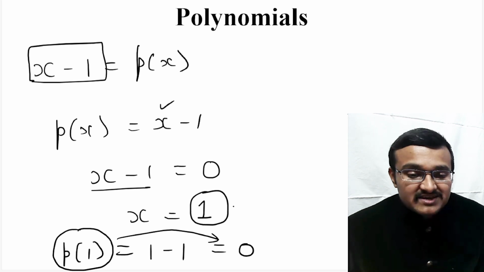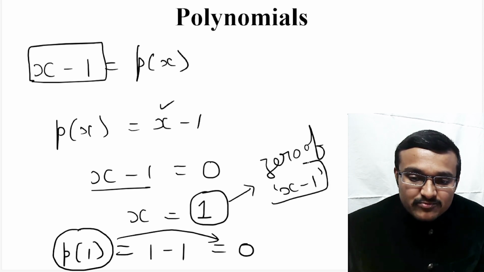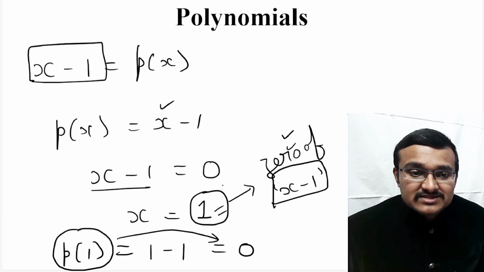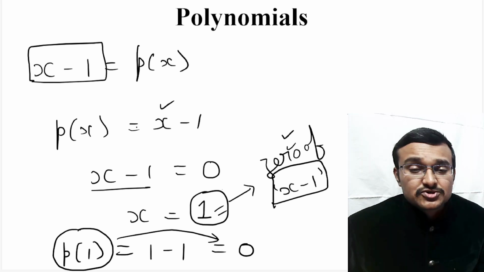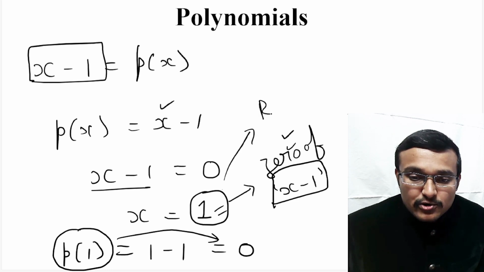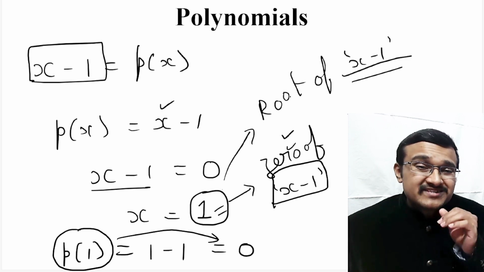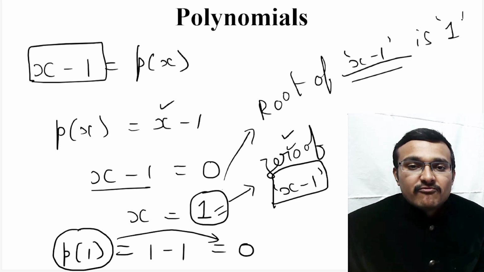So that means here 1 is the 0 of x minus 1. x minus 1 is a polynomial and the 0 of this polynomial is equal to 1. This 1 is also known as the root of this polynomial. So in this equation, you can consider this 1 as the root of x minus 1. So the root of the polynomial x minus 1 is equal to 1.